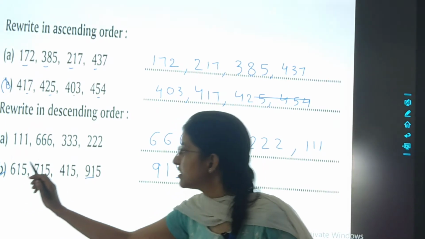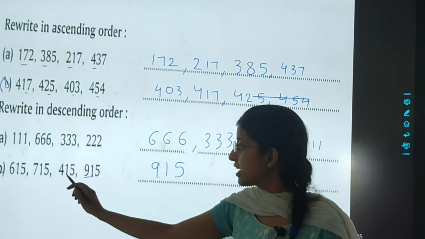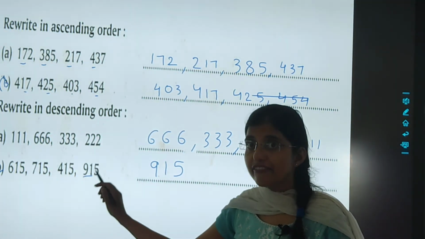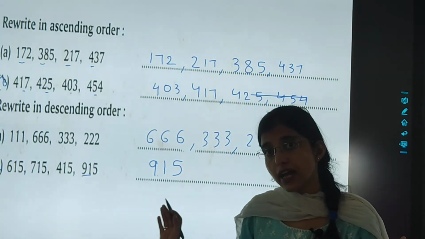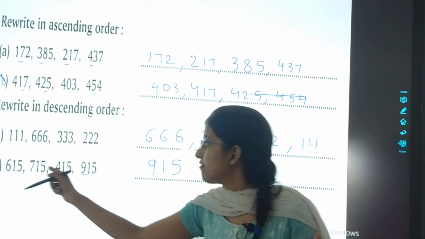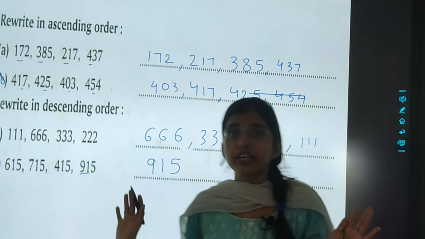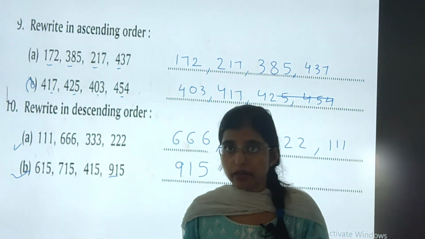Here we are having 6. Here we are having 7. Here we are having 4. Here we are having 9. और 9 सबसे बड़ा है ना, इन 6, 7, 4 में से. तो 915 हुआ हमारा सबसे बड़ा नंबर.